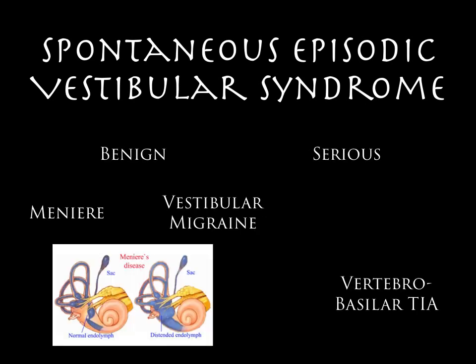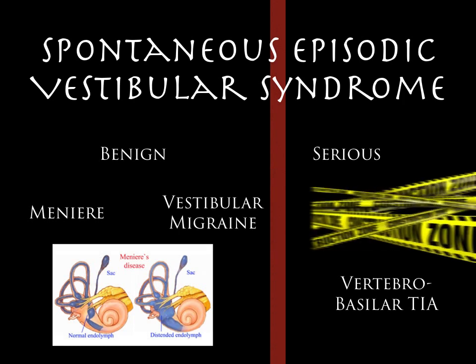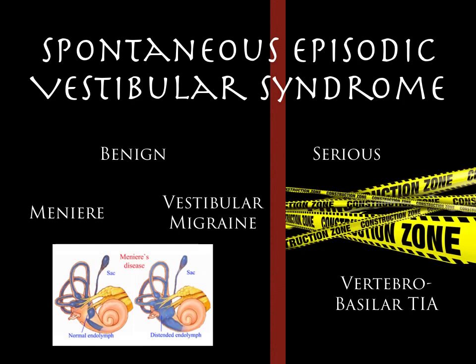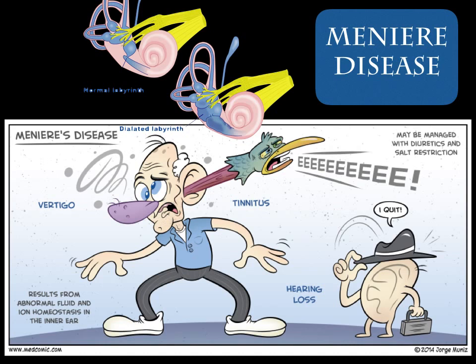And this really can be divided into benign causes, which are either Meniere's disease or vestibular migraine, and serious causes, which is the vertebrobasilar TIA. This is what leads up to a stroke, and this is the dangerous thing you need to be able to identify. So to begin, Meniere's disease is the triad of hearing loss, tinnitus, and vertigo, particularly rotational vertigo.